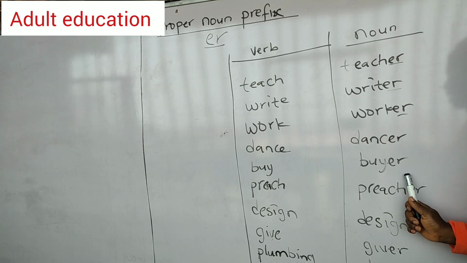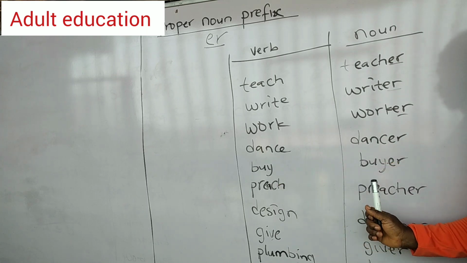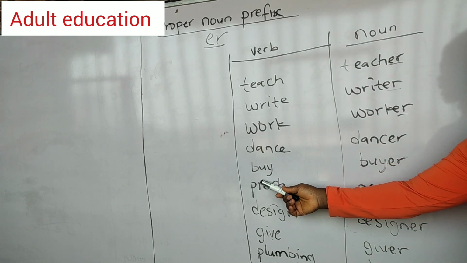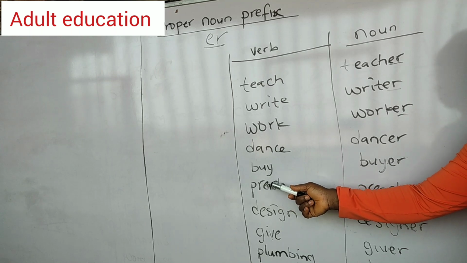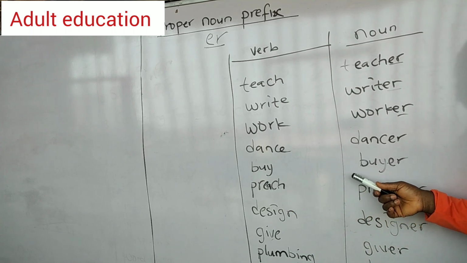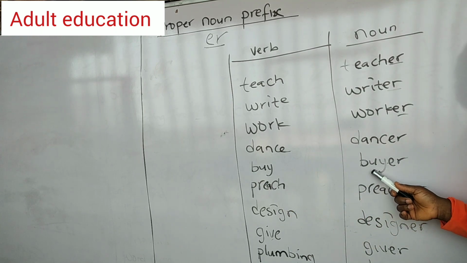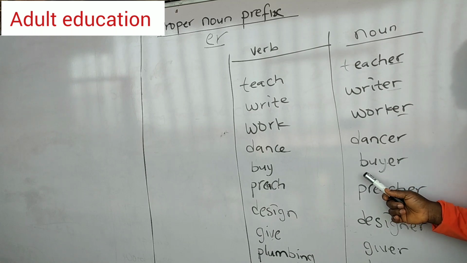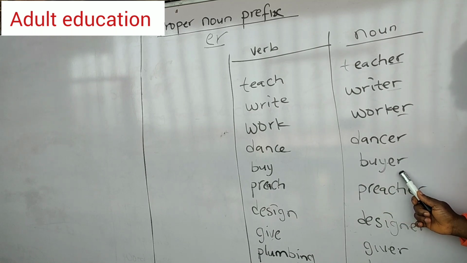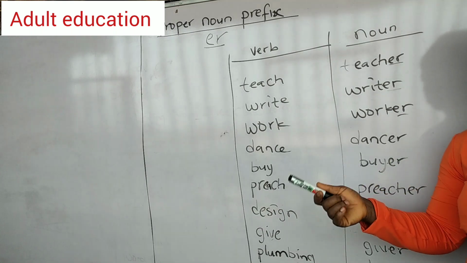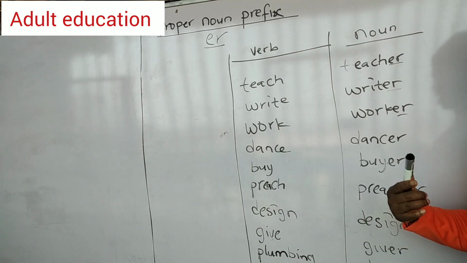Okay, we have buy and buyer. We added er here. It changed from buy to buyer. This is a working aspect. This is a doing aspect. This is an action aspect, whereas this represents a person. This is the person buyer, buying, okay? The person buying right here is the buyer. We have buyer. You cannot say the buy is coming. No, you say the buyer is coming.